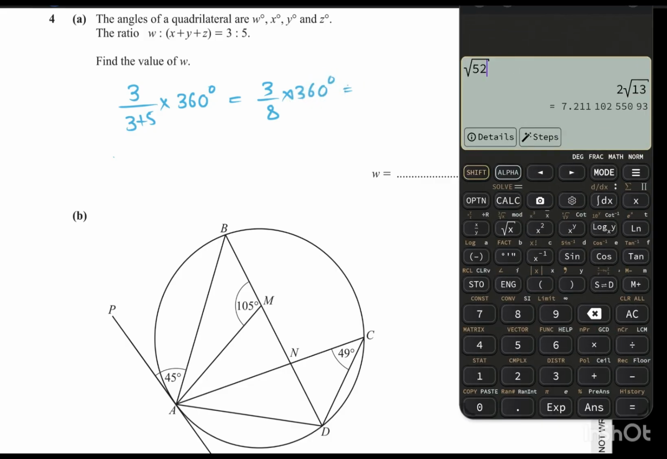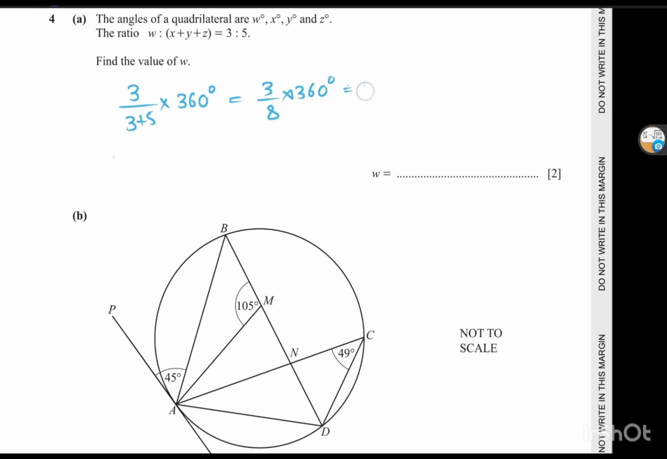You can use your calculator. 3 by 8 into 360 is equal to 135. 135 degrees is the value of w.